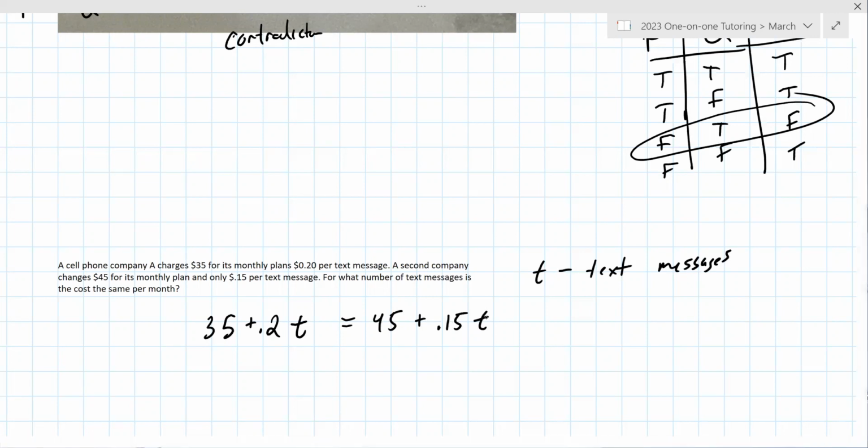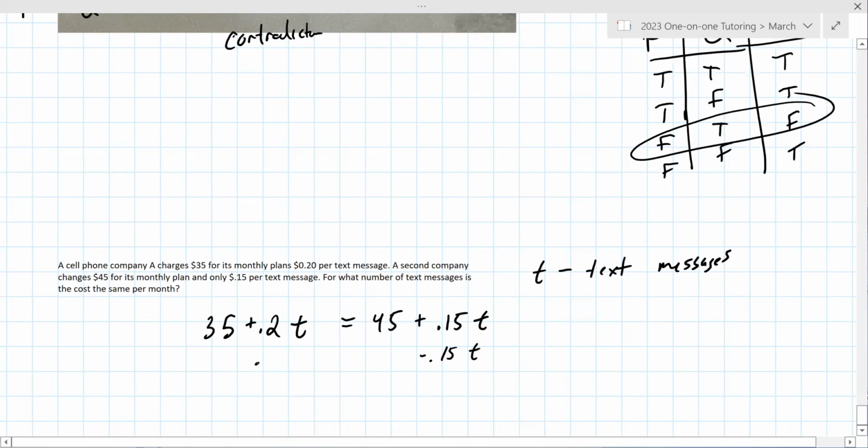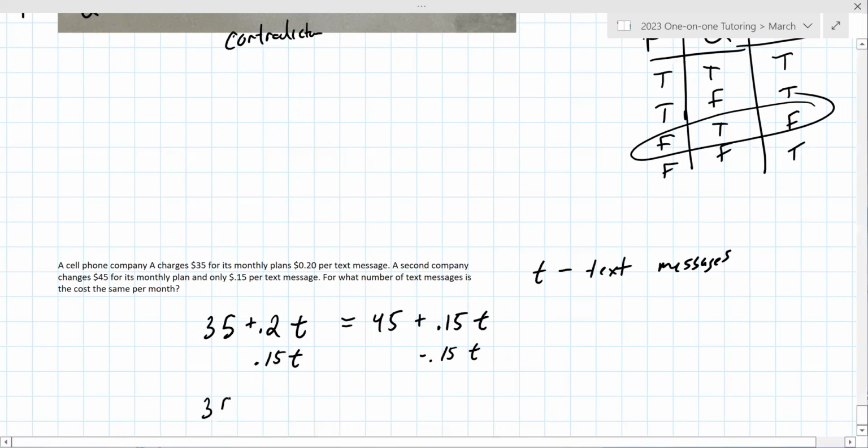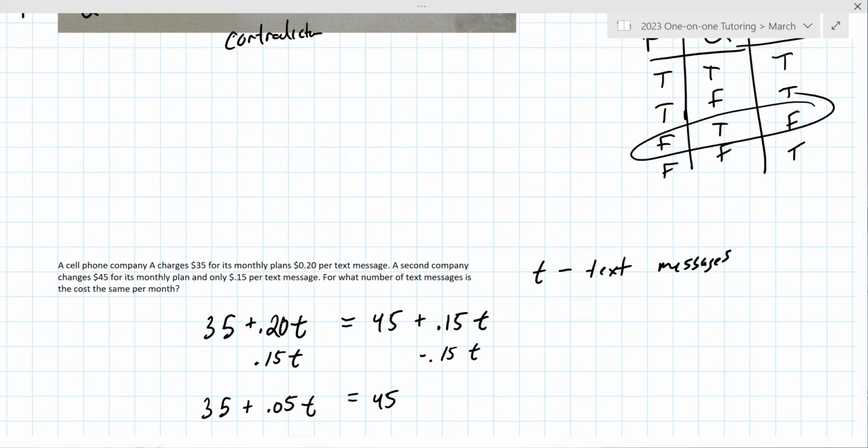So then we just have to move the smaller variable to the larger side. The smaller to drag 0.20t. The 0.15 is smaller. Oh, yeah. t minus. Then you'd end up with 35 plus, would it be 0.5? 0.05, because think of it as 0.20 minus 0.15t is equal to 45. Yes.